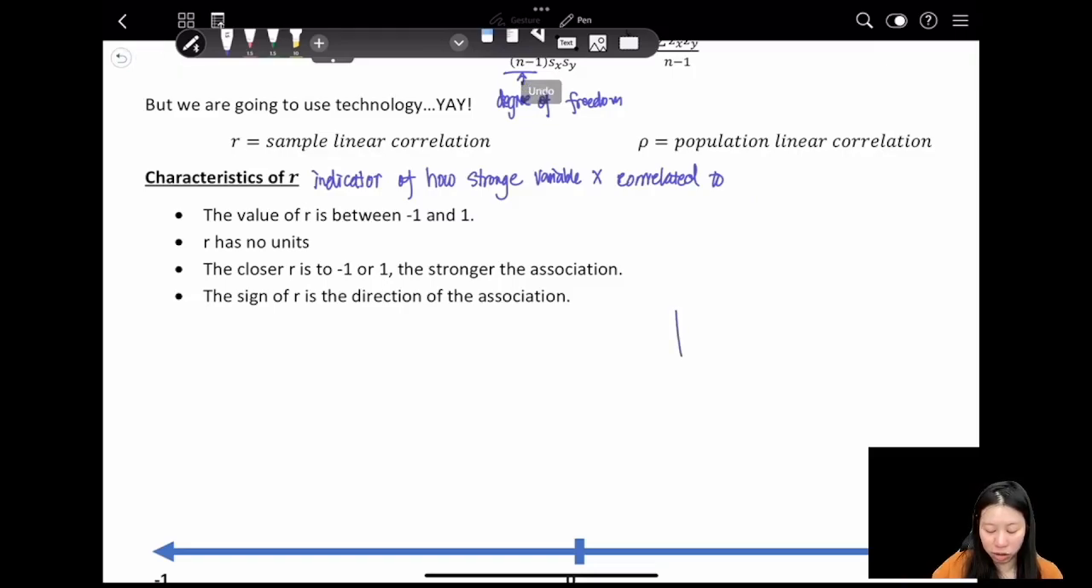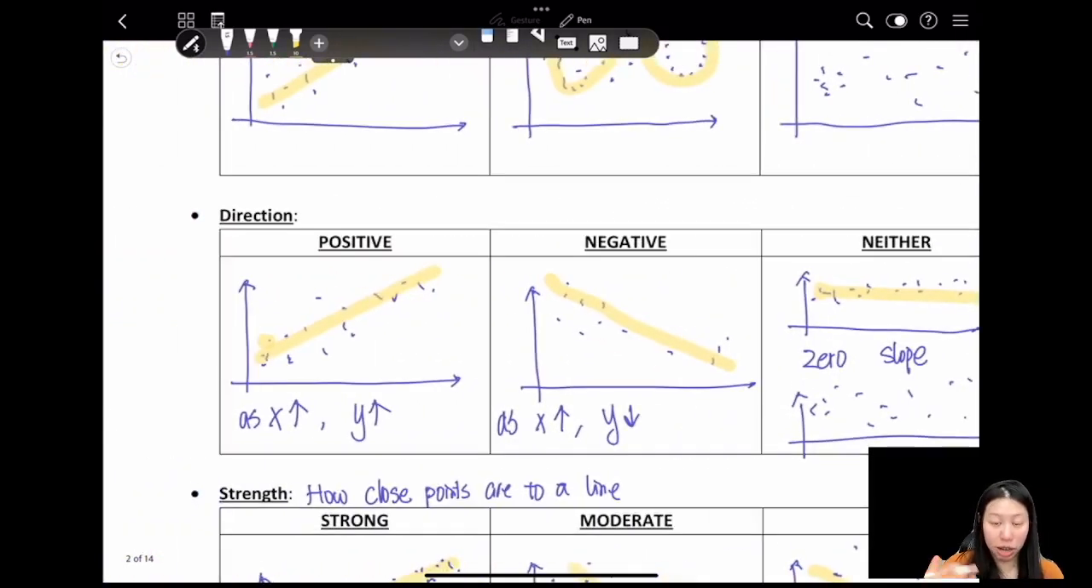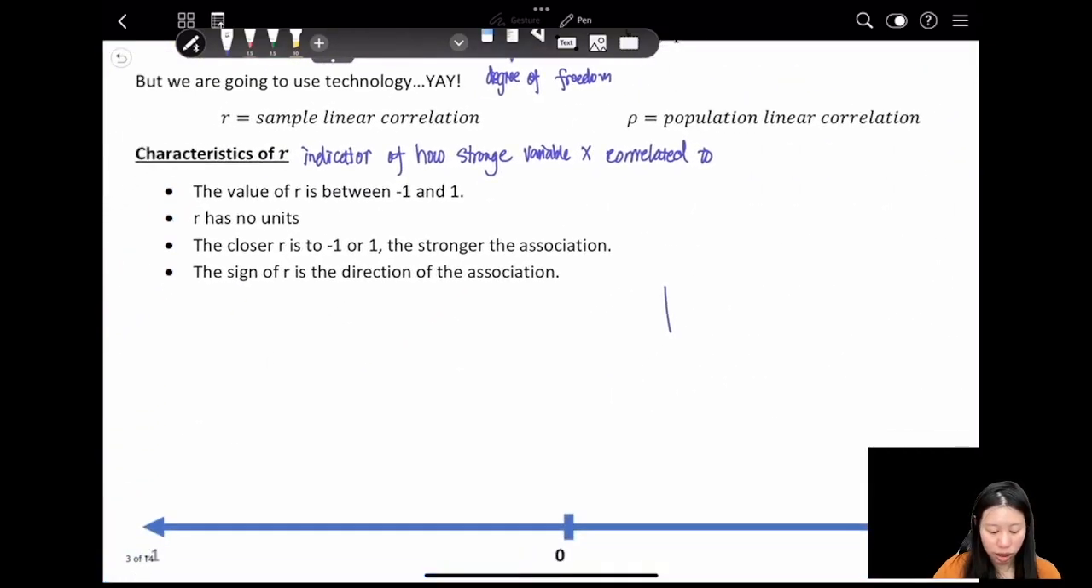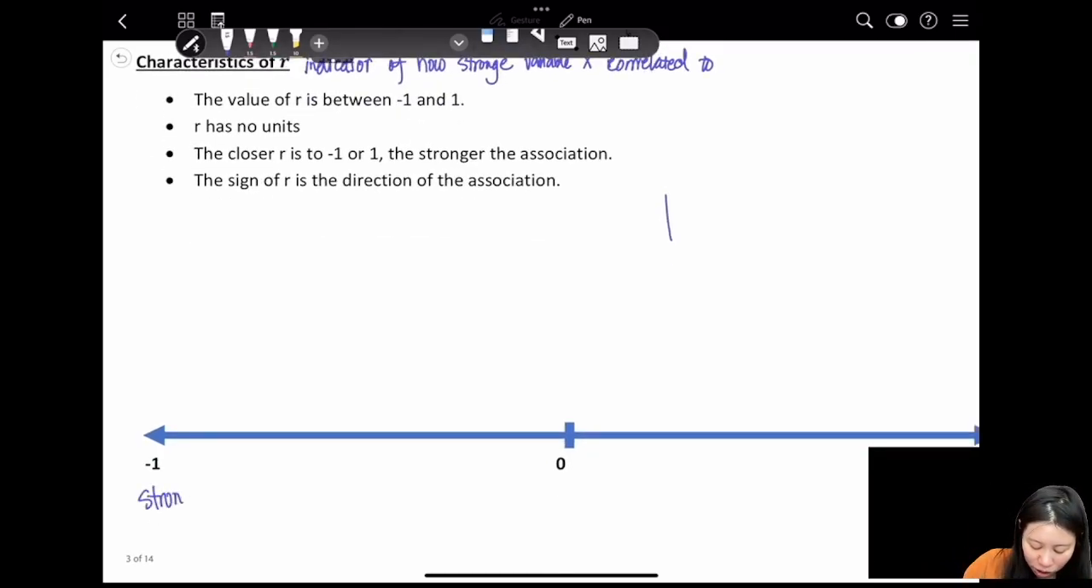Remember, what does a positive relation look like? So let's look at our previous class. A positive relation looks like this, going up. So when R is negative, it's going down. The value of R has to be between -1 and 1, and R doesn't have any units. The closer R is to -1 or 1, the stronger the association. That means when the absolute value is close to 1, this means it's a strong correlation, at the two ends.